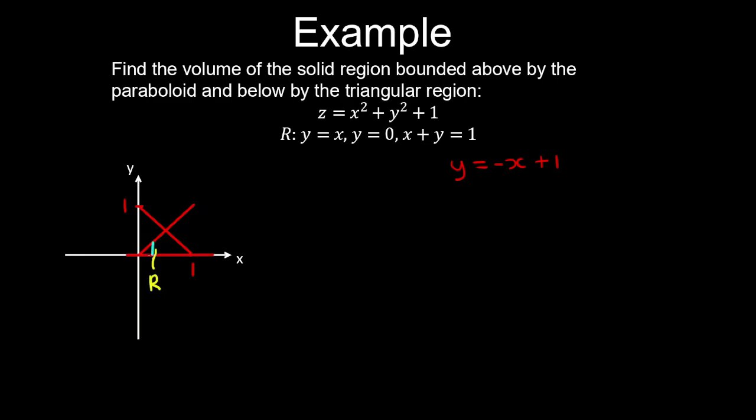So if we used vertical cross sections, we need to break this region up into two regions, because the limits of integration would be different. Given that this line is y equals x, and this line here is y equals minus x plus 1. So therefore what we'll do is use horizontal cross sections and first integrate our function, being the function for the paraboloid, with respect to x.